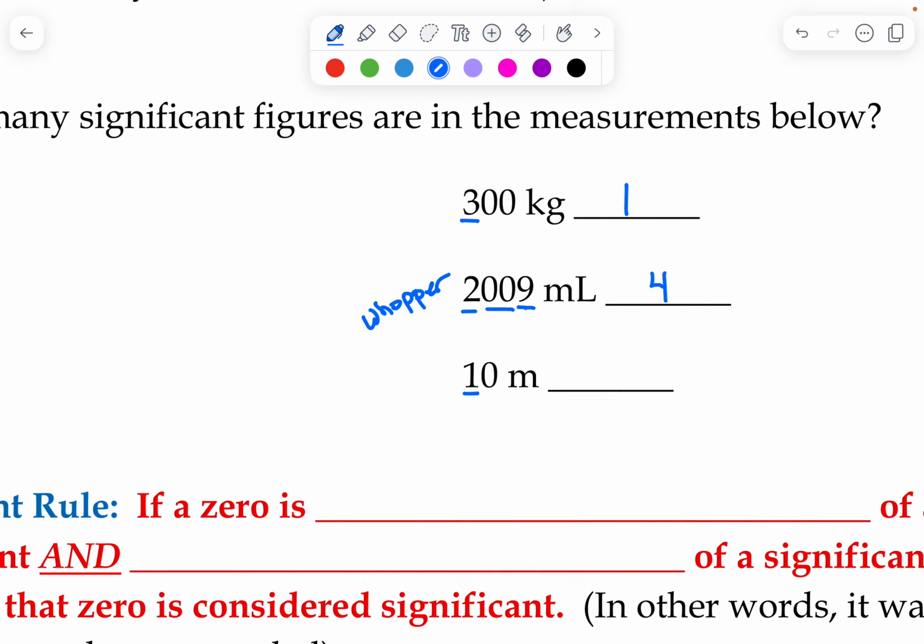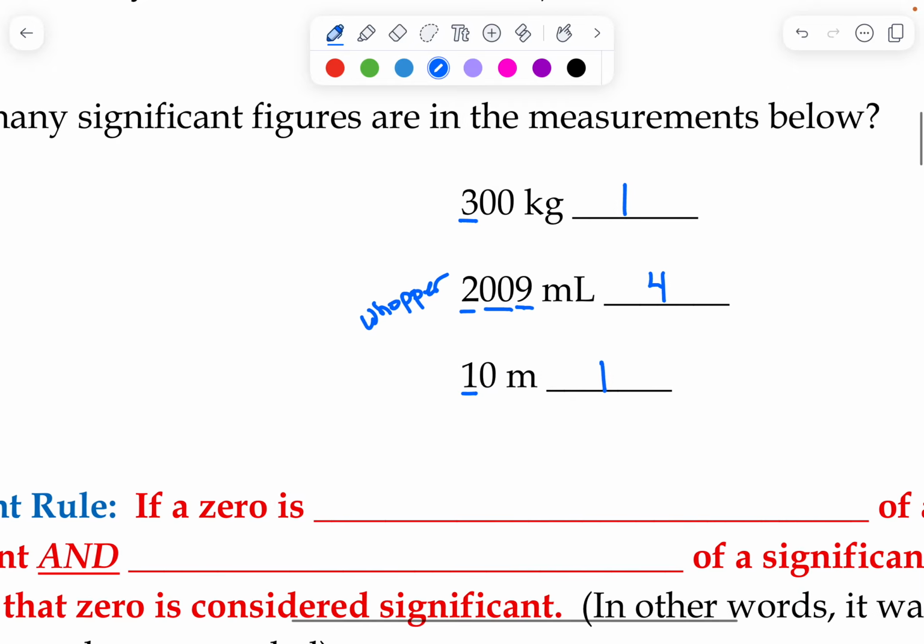This one, the 1 counts, but the 0 next to it does not. There's nothing on the right-hand side of the 0 to complete our sandwich. So this is another 9.99999 situation or a 10.0001 situation, and someone went, it's about 10 meters. So this is another not great measurement. It's been rounded. It only has one significant figure.